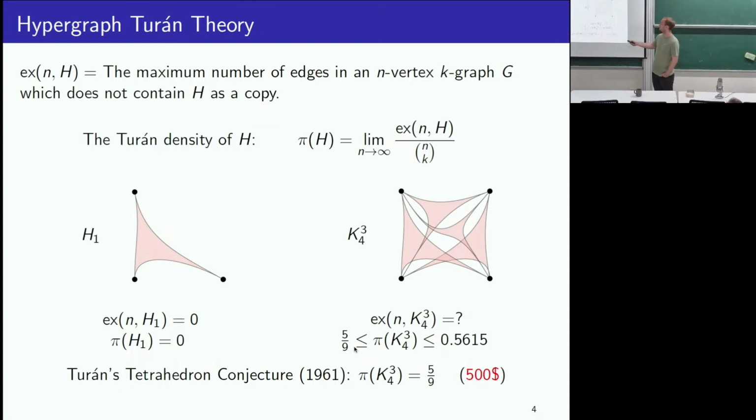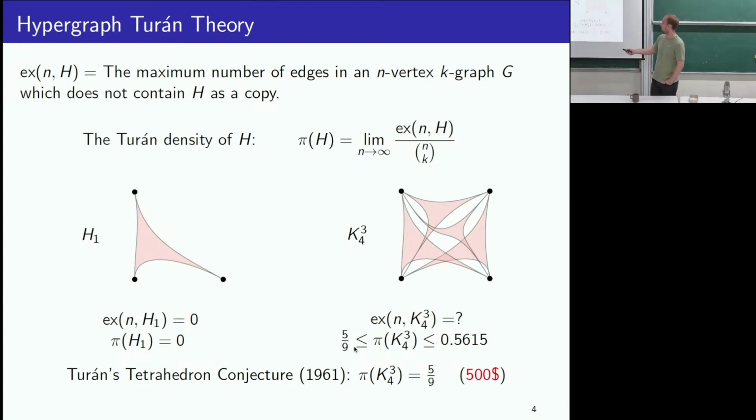But there are some bounds known: a lower bound 5/9 and an upper bound a little bit more than 5/9, which was proved using the method of flag algebras, so computer assisted. A famous conjecture by Turán says the Turán density of this is 5/9, and if you could prove or disprove it, you would even get $500. So my point here is these questions can get tricky quite quickly.